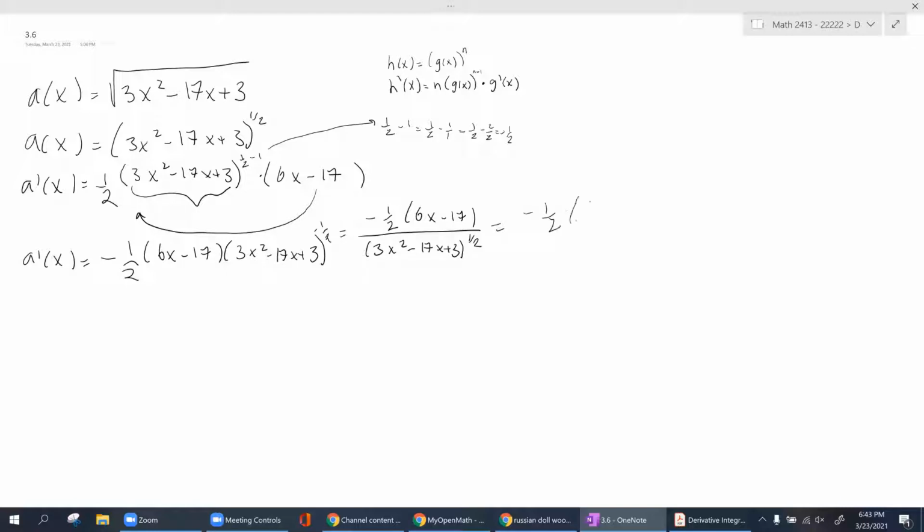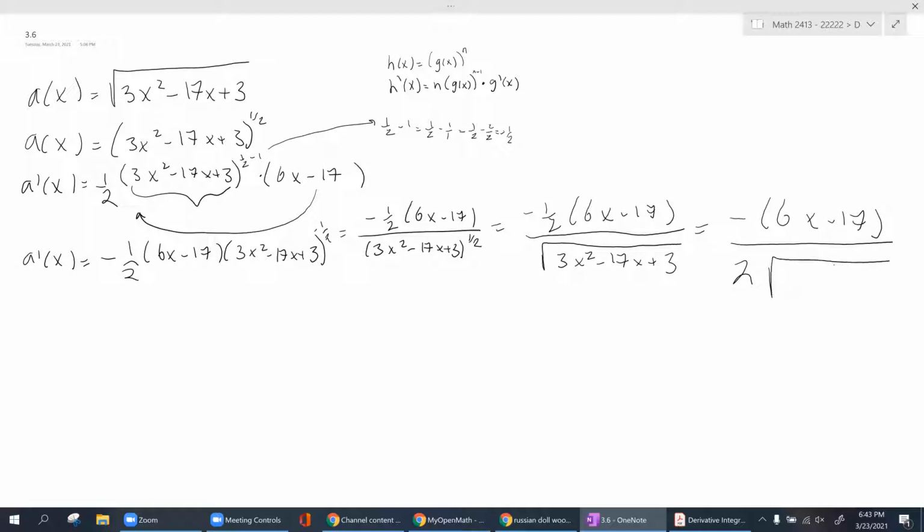And we know what is to the 1/2. That is just the square root of 3x squared minus 17x plus 3. And whenever you have a fraction, the numerator of the fraction stays on top and the other one stays at the bottom. So another way you can write this is negative 6x minus 17 over 2 square root of 3x squared minus 17x plus 3. If you are a STEM major or you're dealing with numbers, it is highly encouraged you go pretty far.